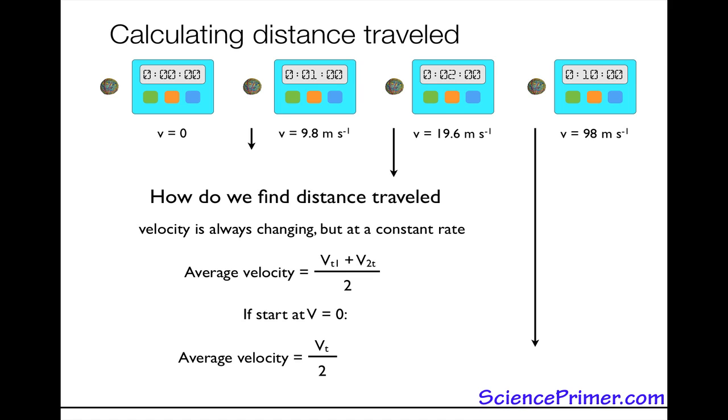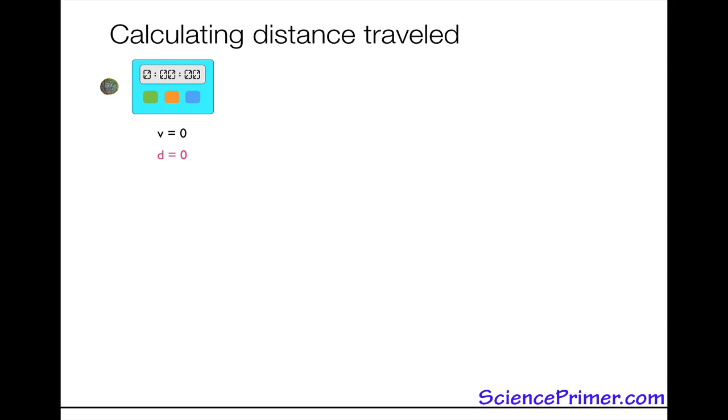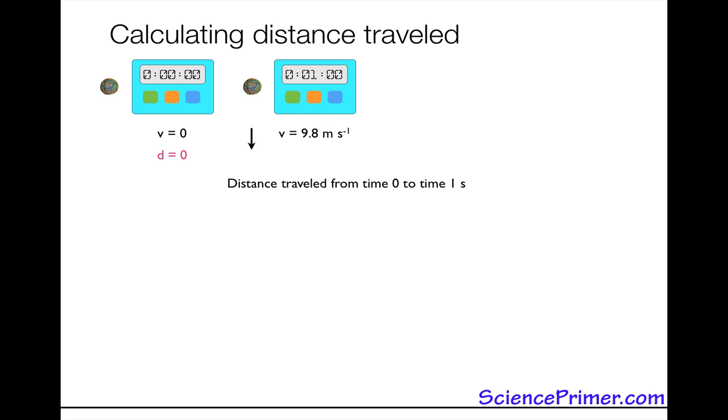Once we have average velocity, we can calculate distance using the equation velocity equals distance over time. So in this case, if we look at the distance traveled from time 0 to time 1, the average velocity is this final velocity of 9.8 meters per second divided by 2, 4.9 meters per second.